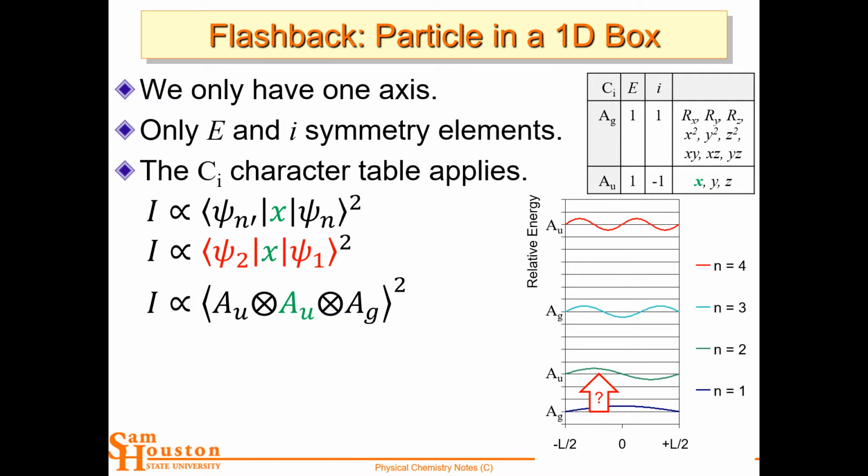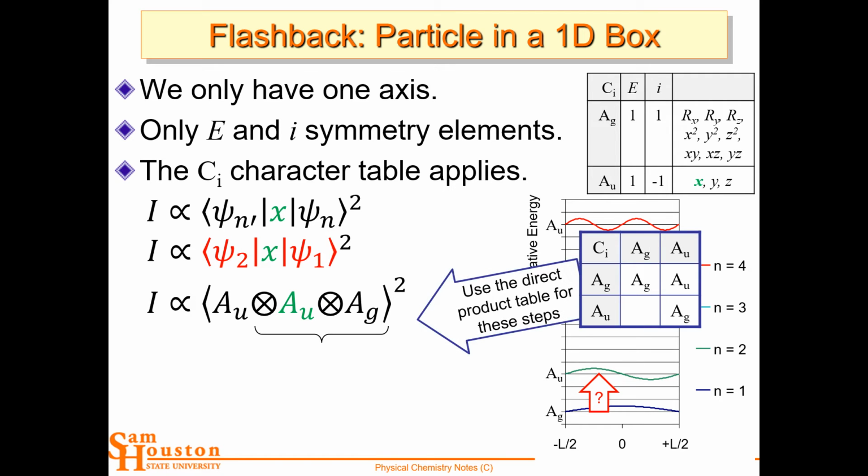And then we use the direct product table to come up with the results of these direct products. So we don't have to go into our character table and say, what is this row times that row? You could if you wanted to prove it to yourself, but if you take AU times AU, you get AG. Now if you look up here, this is easy. AU times AU gives you +1 times +1 gives you 1. -1 times -1 gives you +1. So AU times AU gives AG. So that's what's going on in the direct product table.